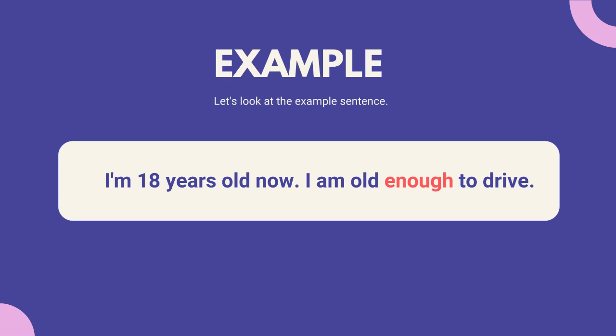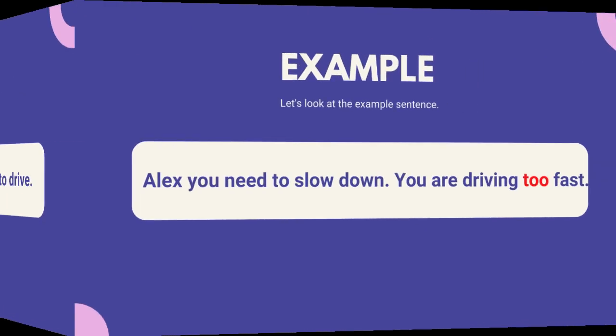I'm 18 years old now. I am old enough to drive. So what does old enough mean in this sentence? The words in red color indicate that the person is the necessary age to drive. It means the person is the age needed to drive.